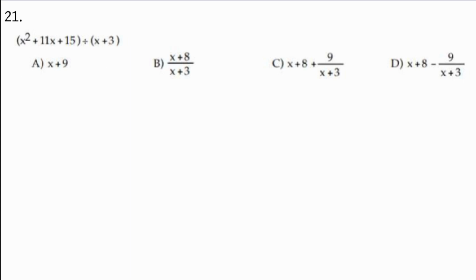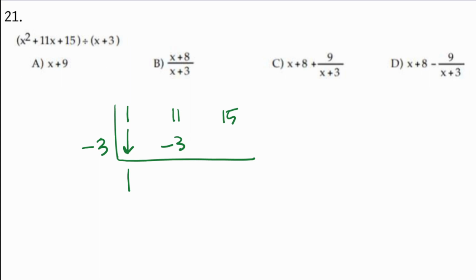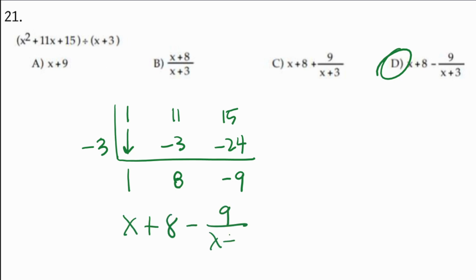Then here's another synthetic division one, and I know it's going to be synthetic because I'm just dividing by x plus 3. Okay, so I'm going to do 1x squared, positive 11x, and positive 15. I'll divide that by x plus 3, so I'll need to plug in negative 3, whatever makes the divisor 0. So I'm going to drop down that 1, multiply, add, multiply, add. That would be negative 9. Okay, I'm seeing that's the one that has the negative 9 remainder. So that's going to be it. And yeah, that's x plus 8 minus 9 over x plus 3.